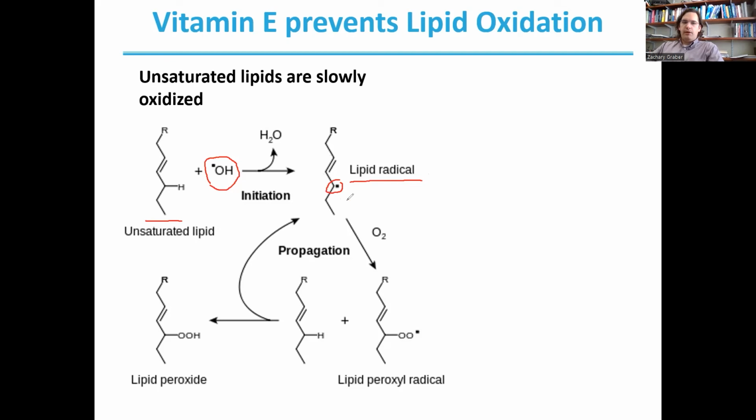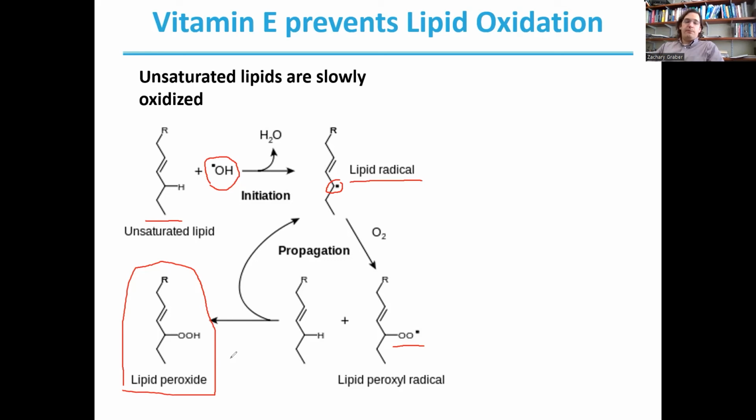So we can create a radical, which can then react with oxygen to create a peroxy radical. This can then propagate and create additional radicals, as well as creating our lipid peroxides. So this sort of oxidation product will slowly turn our unsaturated lipids into a variety of different peroxide-based products.